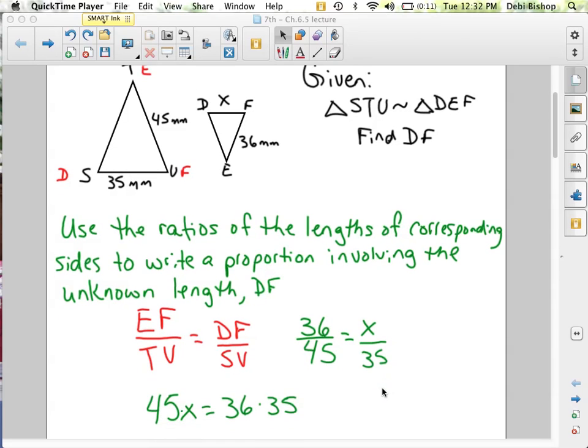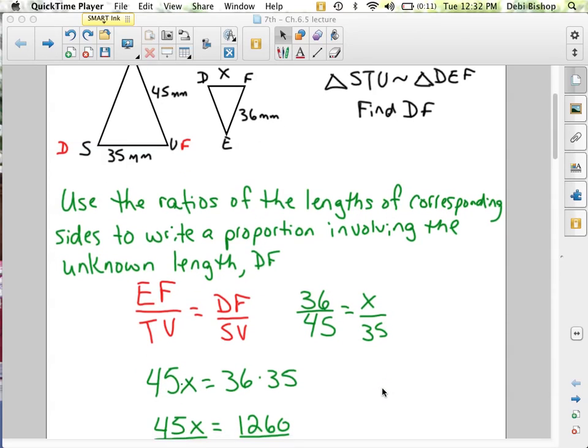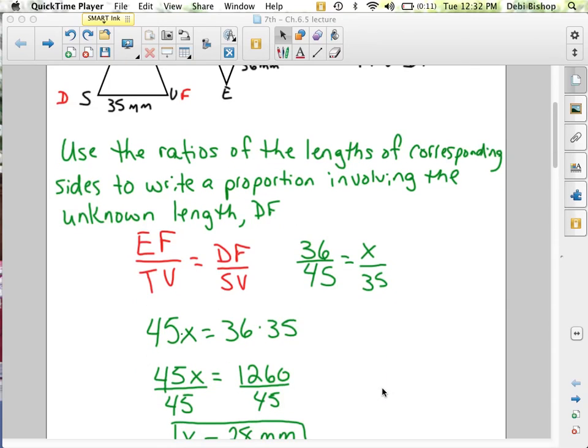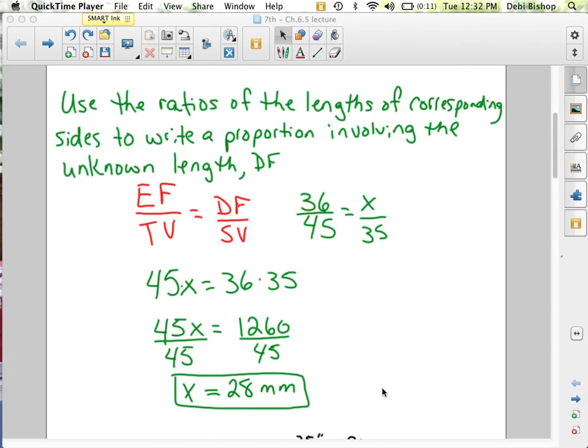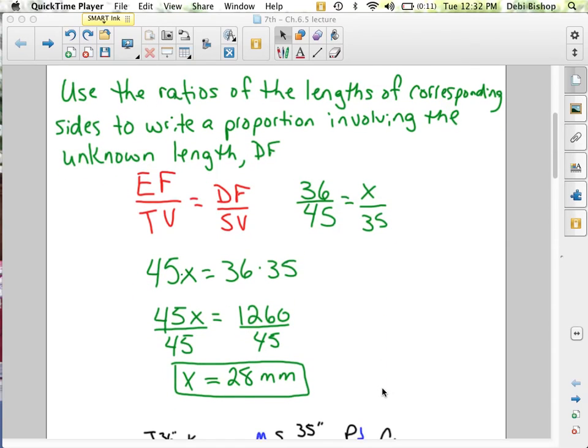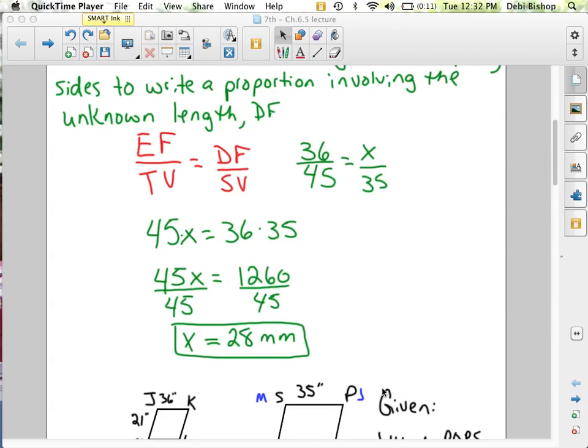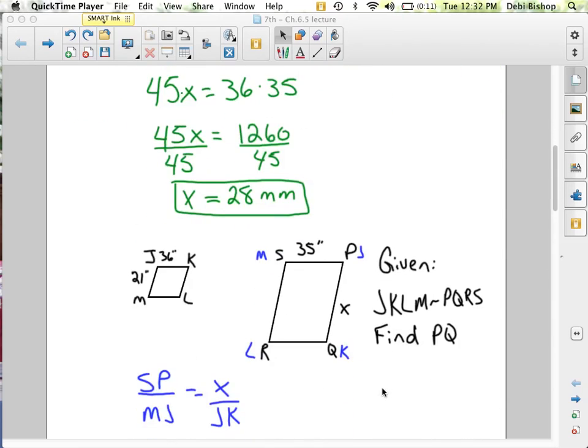So we cross multiply. 45 times x equals 36 times 35. So 45x equals 1,260. Divide by 45, and you find out that x equals 28 millimeters. And because they are similar, we know that that ratio stays the same for all corresponding parts. Let's do another one, just to make sure.